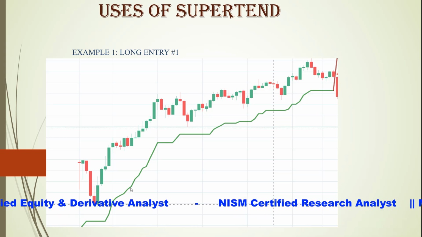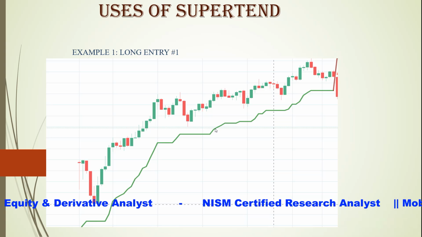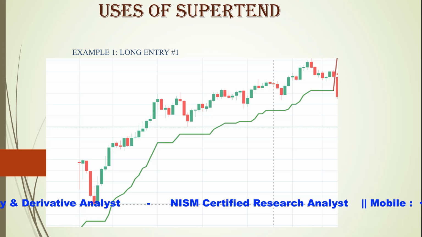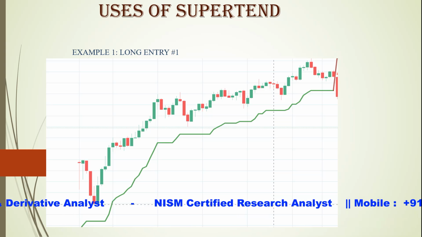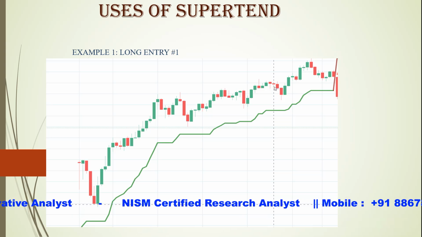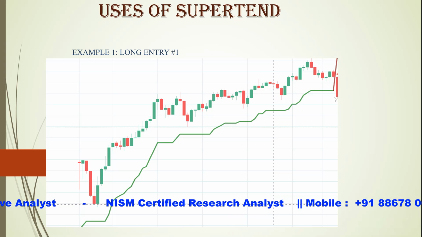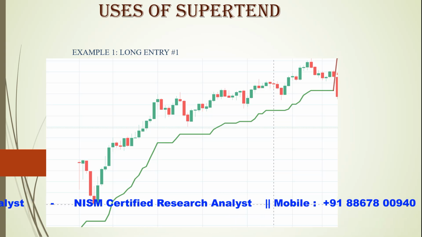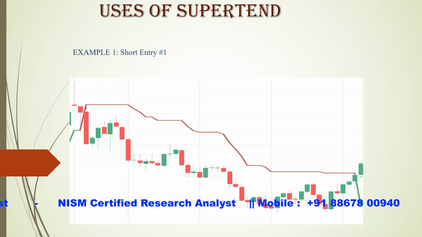Here we can see the picture of the Super Trend. This green line is the Super Trend. If the price is staying above the Super Trend, it means that we can enter into the long trade and the overall trend of the particular instrument is looking bullish. Okay, so this is how we have to use the Super Trend, and I will show you in the charts with a few examples also.